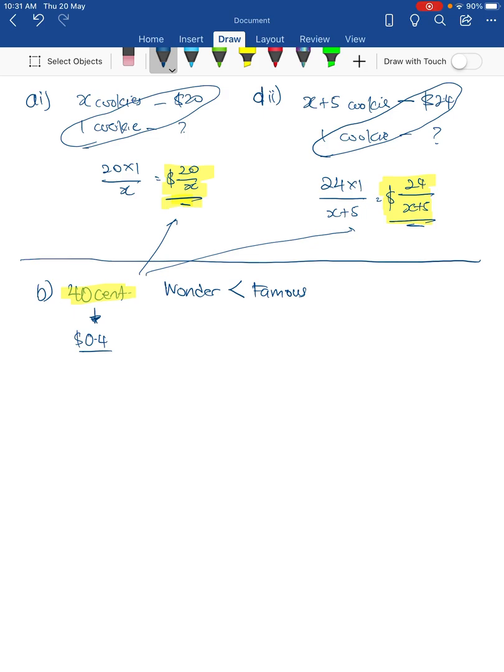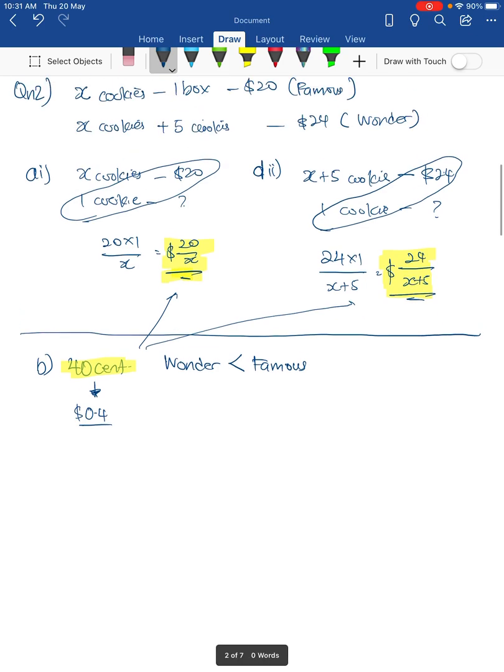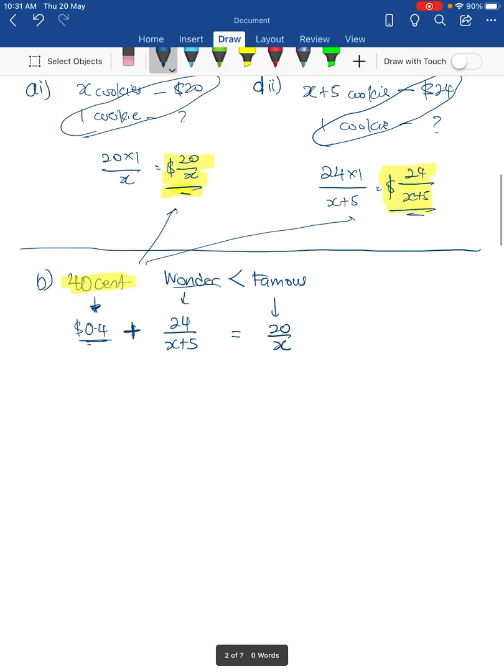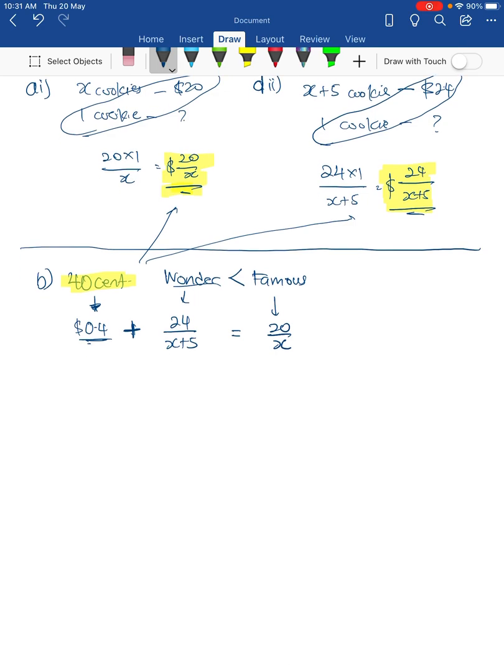Okay, so this is wonder, let me just confirm again. Wonder is $24, 24 over X plus 5. This famous is 20 over X. Okay, so since wonder is the one that's smaller, I need to plus the 40 cents, then that will give us the same, equals to the famous value. So 0.4 plus wonder is equals to famous. Okay, so this is one way you can form. Of course, you can use famous minus 0.4 to give you the value of wonder.